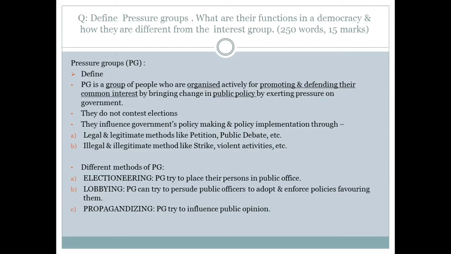What would be the legal and legitimate method? That they give a petition, they go to the court and file a writ petition that the government is trying to abridge our fundamental rights. Those would be the legal methods.